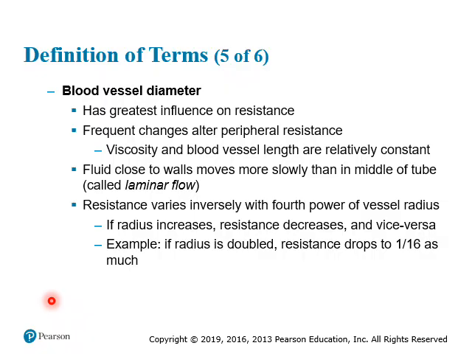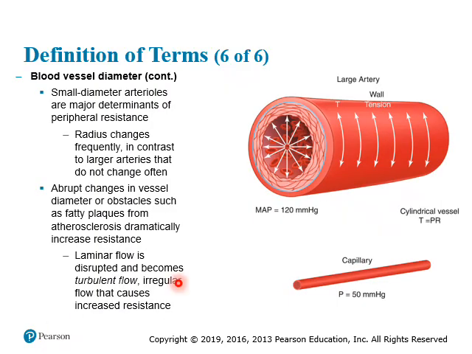Now, the resistance varies inversely with the fourth power of the vessel radius. If the radius increases, the resistance would decrease, which means if your lumen would increase, then the resistance would decrease, and vice versa. And if the radius is doubled, the resistance drops to about 1/16 as much.